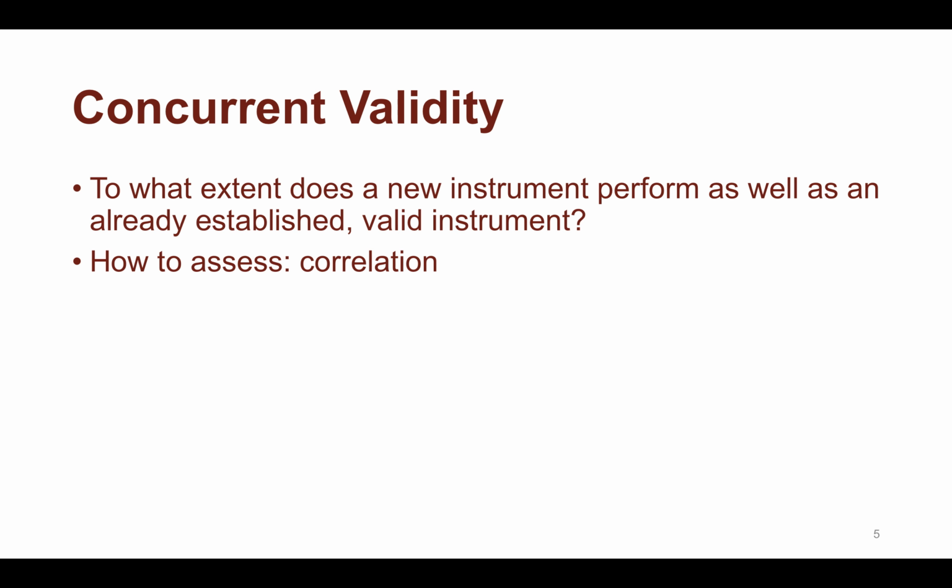Concurrent validity refers to the extent to which a new instrument performs as well as an already established validated instrument. And we can assess this using correlation. Basically, do the scores from the new instrument correlate with the already established instrument?